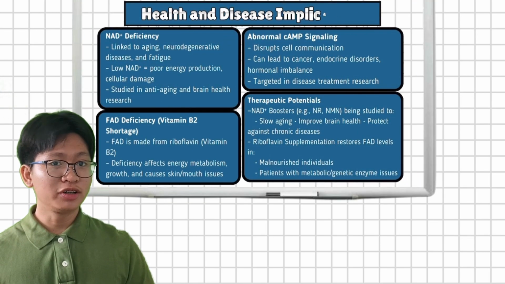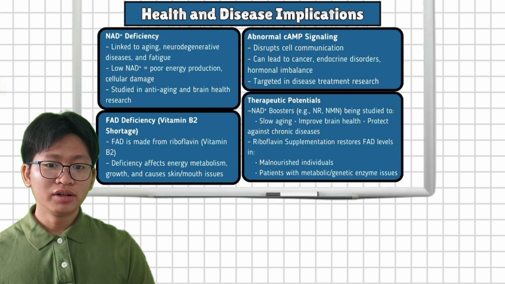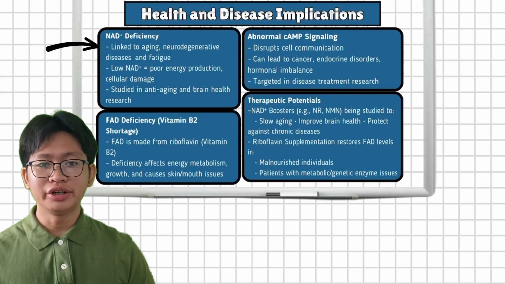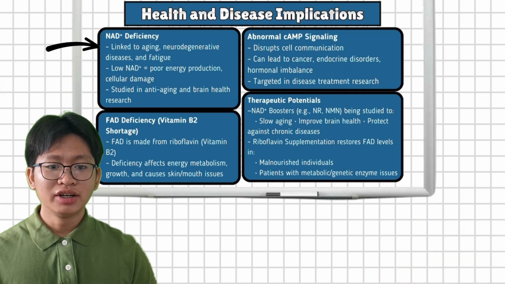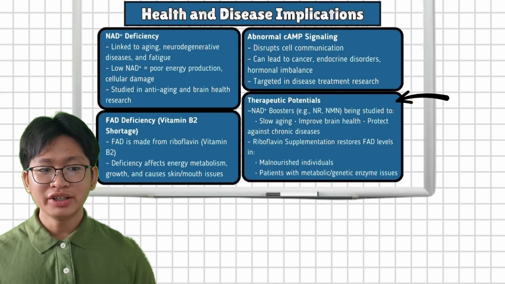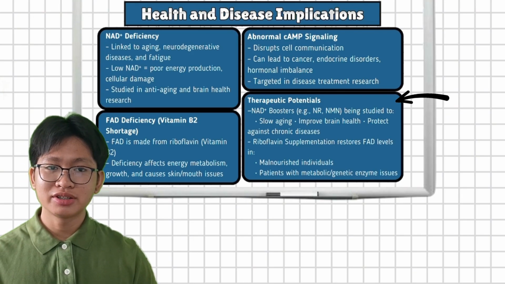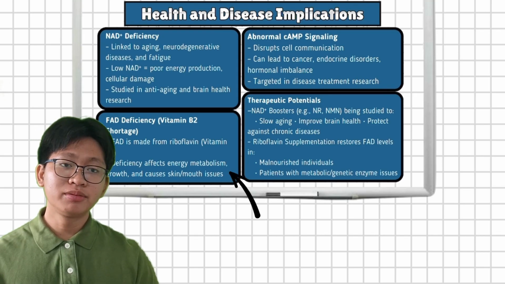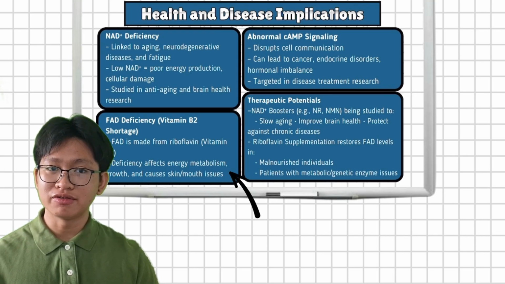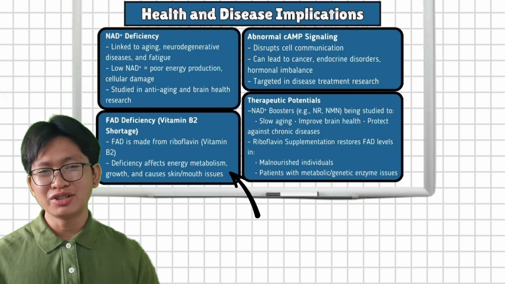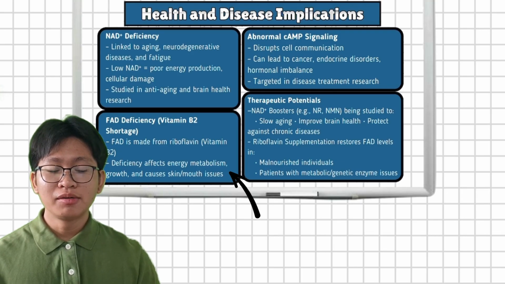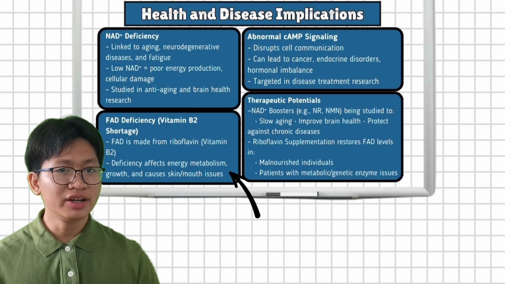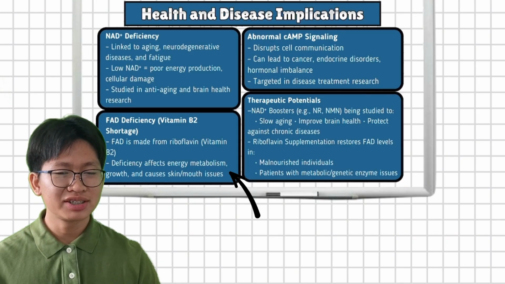Now, what happens when these molecules are unable to do their jobs? Well, low NAD levels are linked to aging, neurodegenerative diseases, and even fatigue. Cells won't be able to make enough energy, and the damage piles up. On the other hand, we have NAD+ boosters being studied for anti-aging and brain health properties. FAD is made from riboflavin, or as you may know it, vitamin B2. So if you're low on B2, your FAD supply drops. That means problems in energy production, growth, and even some skin and mouth issues.